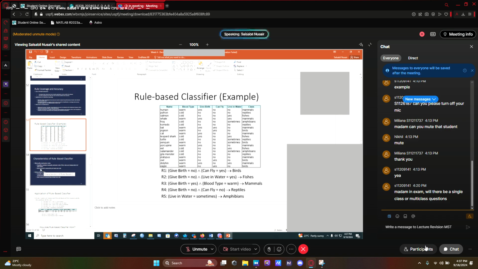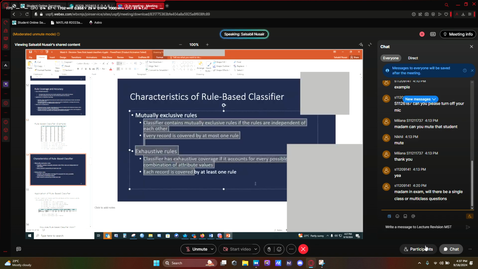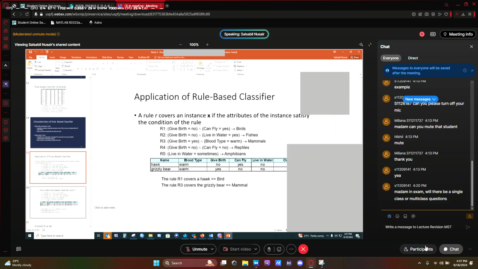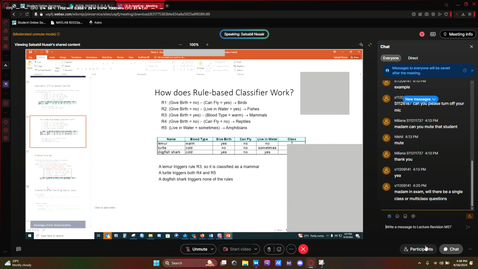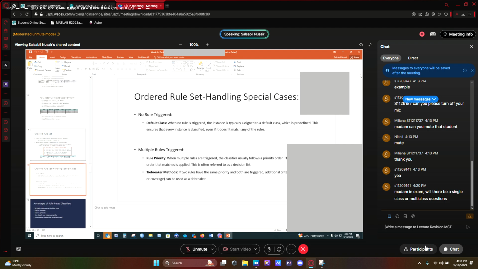Characteristics of mutually exclusive rules. This is some characteristics of these rules and the applications of it as well. So as you can see in here, you just have structured data. You will not be given at all anything in regards to a decision tree. So you will not be given a tree in this.